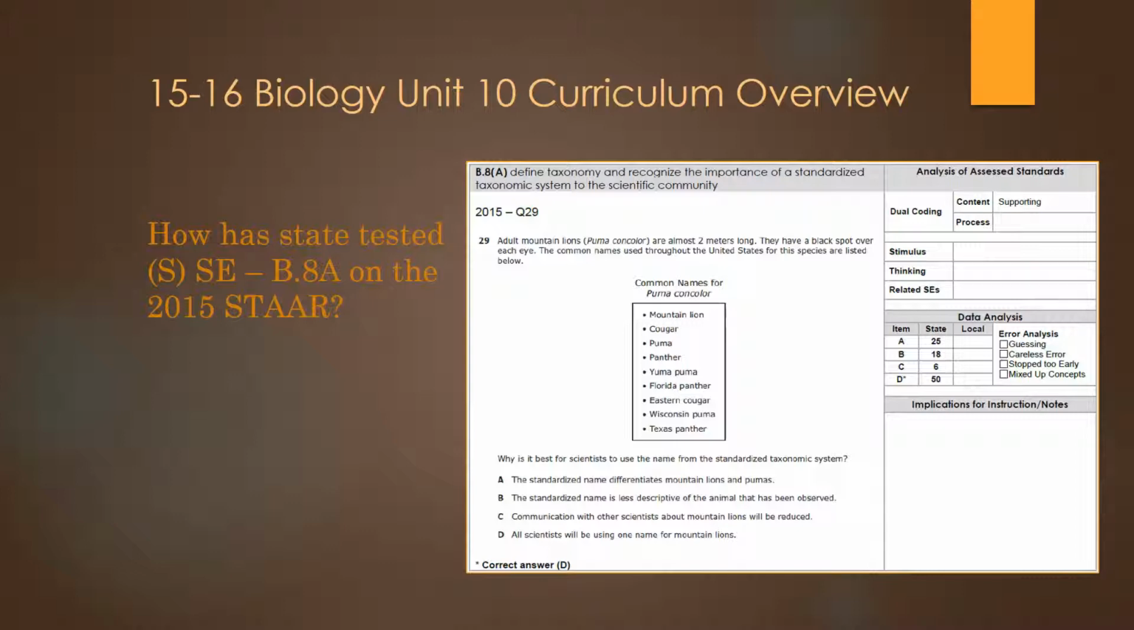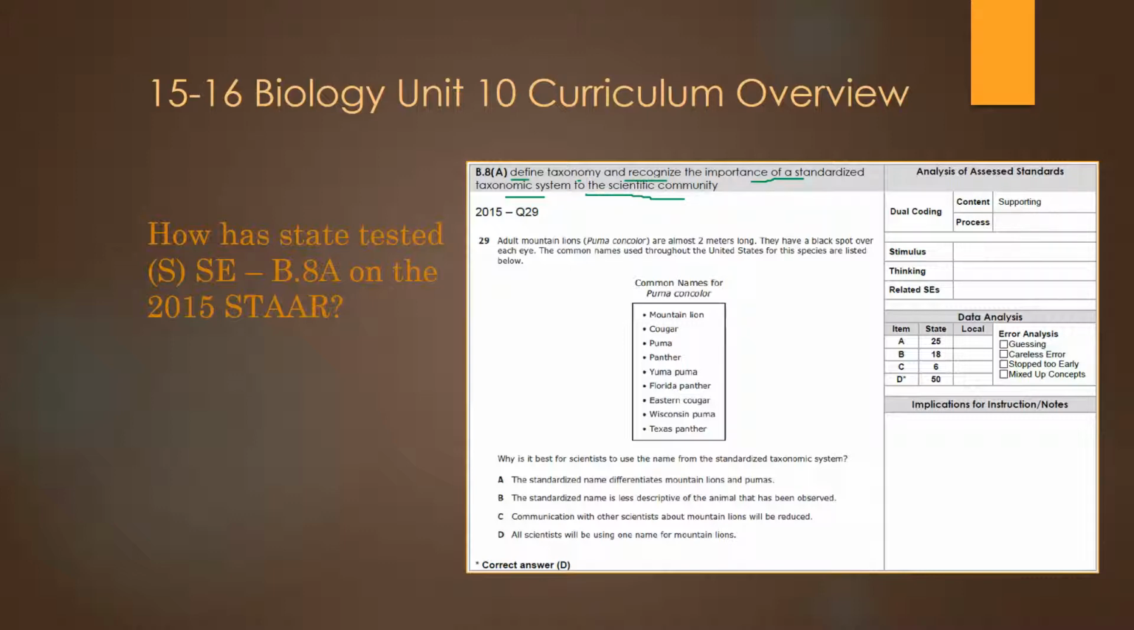So at this point, we're going to start looking at how the state is interpreting B8A. We should have already deconstructed our SE before we try to understand how the state is interpreting the SE. We understand our verbs in this SE are define and recognize. We understand the content that we're defining and recognizing is taxonomy, as well as the importance of a standardized taxonomic system. And in what context is this being applied? It's being applied to the scientific community.